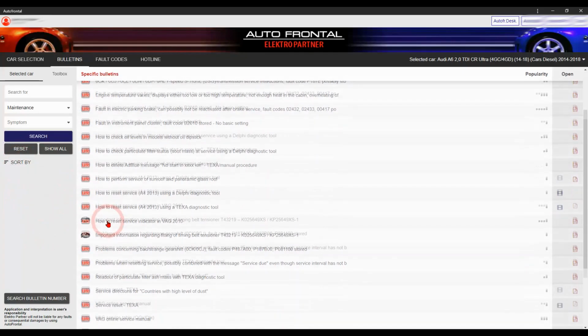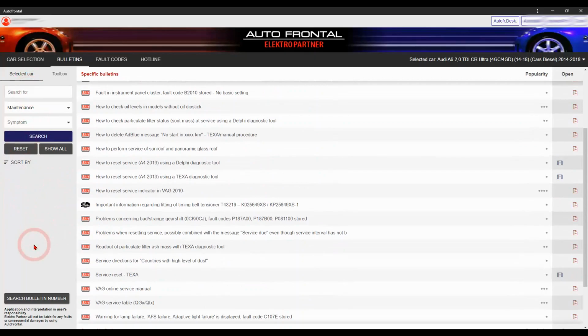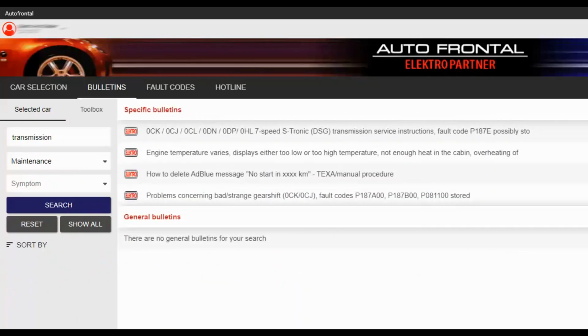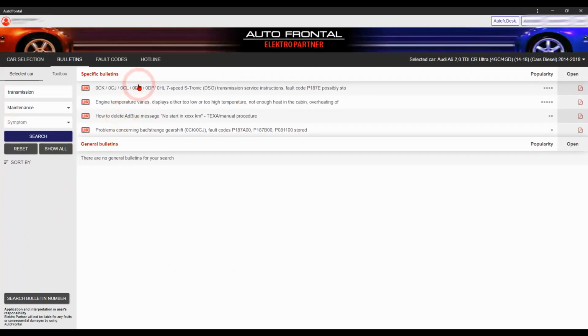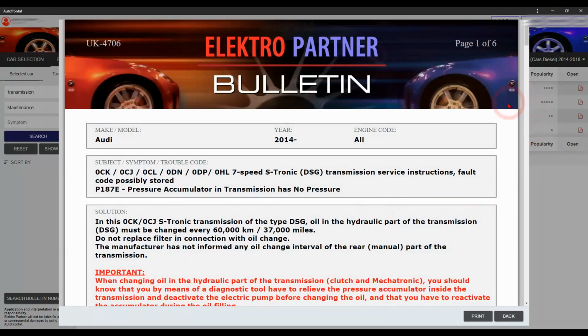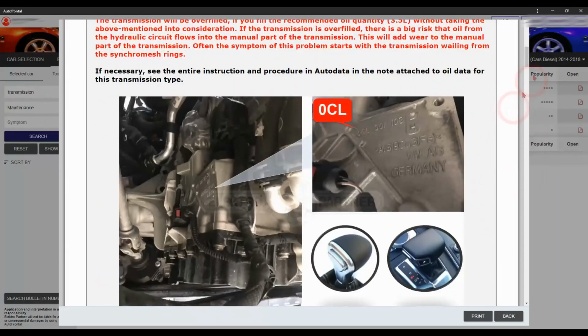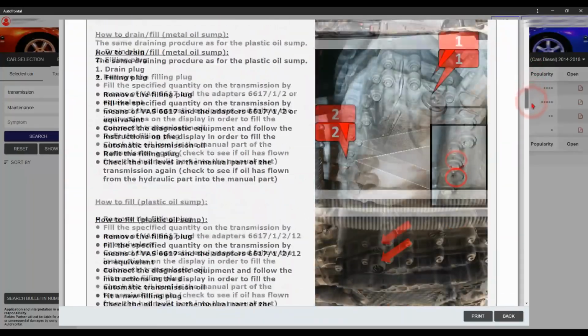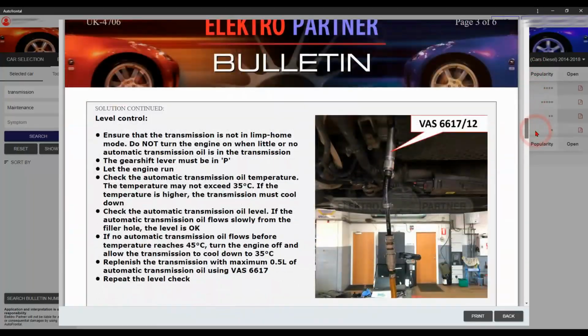On this model, we receive a lot of questions on how to change the DSG oil in the 0CK transmission. So let's try and search the word transmission in the maintenance section. Here you can see how to identify the transmission, so you don't have any doubt that you have selected the correct transmission. You will need a little tool to fill in the oil.